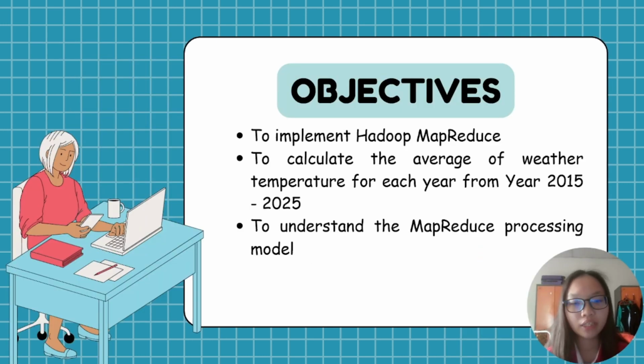Next, the objective. The objectives that I need to achieve are: first, to implement Hadoop MapReduce; the second is to calculate the average weather temperature for each year from 2015 until 2025; and last is to understand the MapReduce processing model, like the MapReduce workflow.